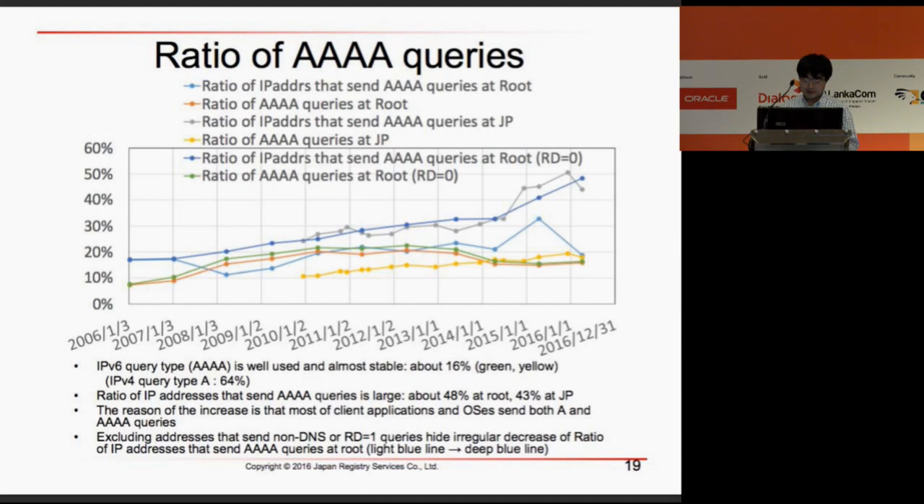The reason of the increase is that most of client applications and OSs send both A and quad A queries. Excluding addresses that send non-DNS or RD1 queries hides irregular decrease of ratio of IP addresses that send quad A queries at root, light blue line to deep blue line. Then ratio of quad A queries is still increasing.